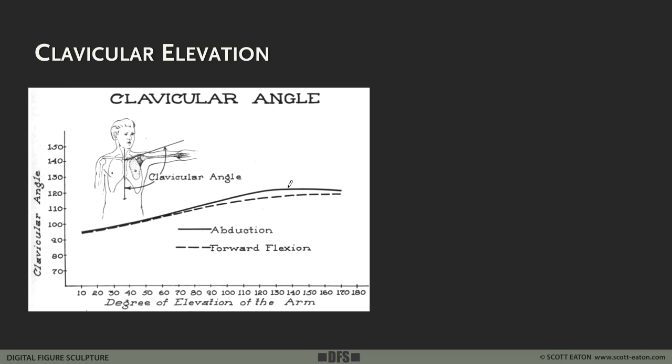Okay, and they've actually done quite a nice job of summarizing and plotting the data that's relevant to us as artists. Really what we have here is a graph of elevation of the arm versus the angle of the clavicle. If the arm is at pretty much no degrees down here, the clavicle, measured against vertical, is just a little bit more than 90 degrees, so 95 degrees. Then it goes up more or less linearly, meaning at a fixed ratio, as you get all the way overhead, which would be 180 degrees out here.